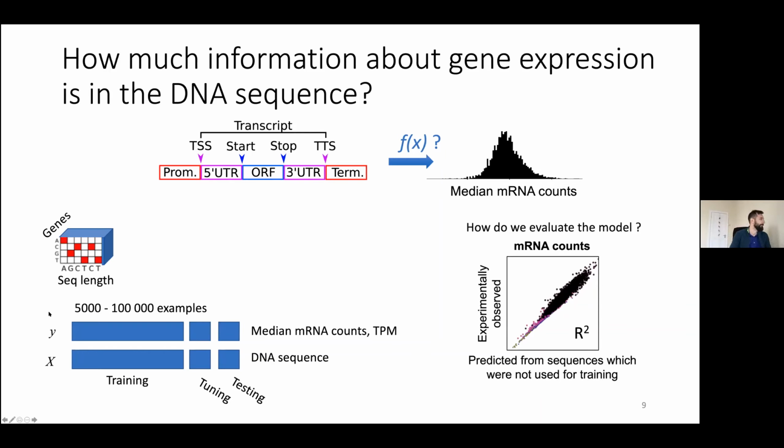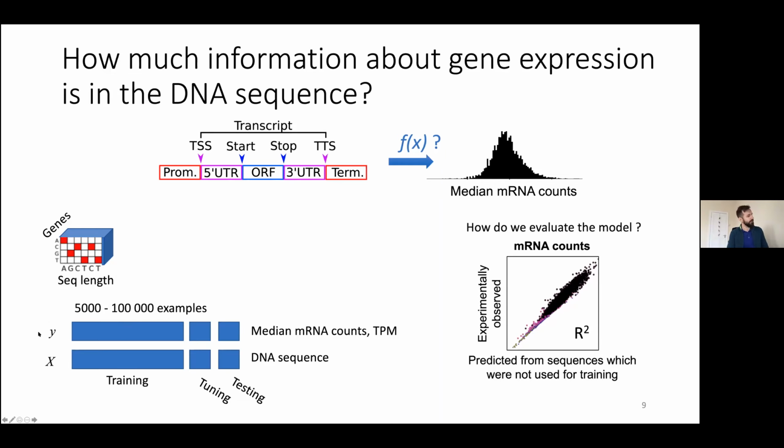So basically, in our data sets we have DNA code, which is encoded as a one hot vector. If it's A, it's 1, 0, 0, 0. If it's G, it's 0, 0, 1, 0, and so on. And you have these cubes, 4 letters by sequence length, by number of genes as training examples. So each of your training examples is a gene with its sequence. Typically, depending on how you set up the training, you have from 5,000 to 100,000 examples.